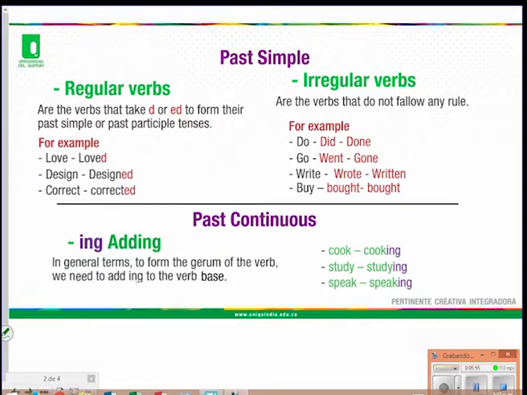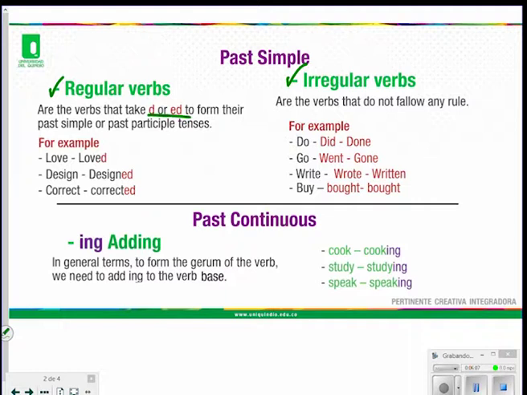Grammar rules. Past simple. When we are talking about past simple, we need to talk about regular and irregular verbs. Regular verbs are the verbs that take D or ED to form their past simple or past participle tense. For example, love, loved, design, designed, correct, corrected. Irregular verbs are the verbs that do not follow any rule. They change their form. Do, did, done, go, went, gone, write, wrote, written, buy, bought, and bought.